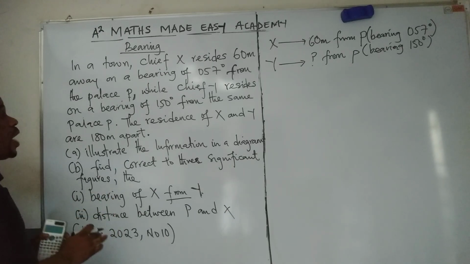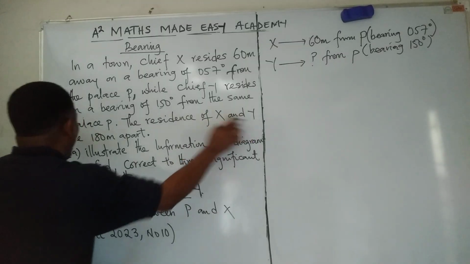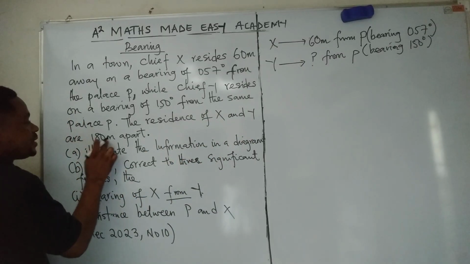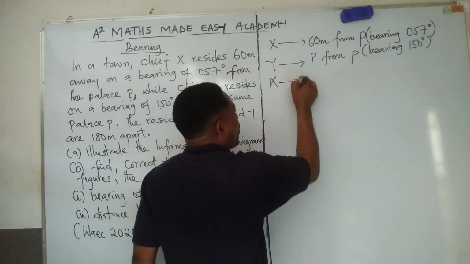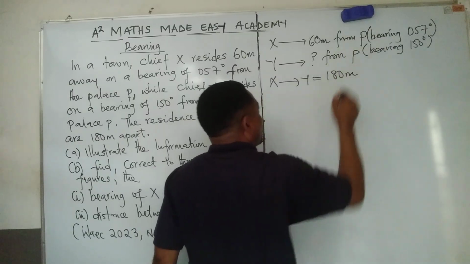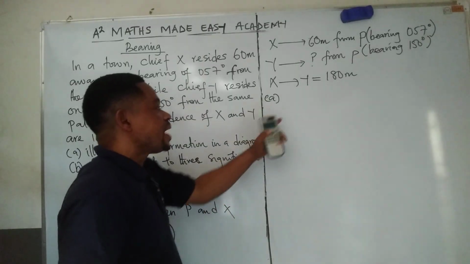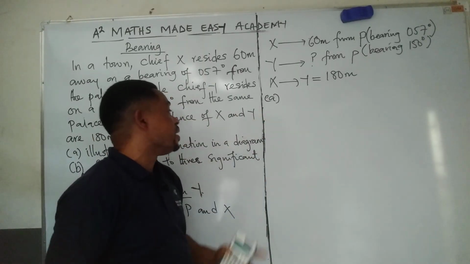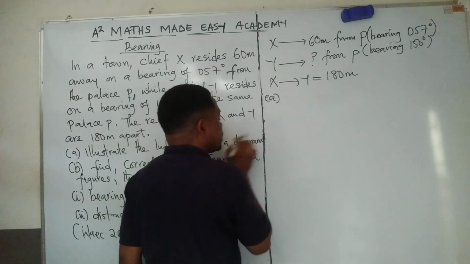Now look up, we stop here. Now the residences of X and Y are 180 meters apart. So the residences of X and Y are 180 meters apart. Now question number A says we should represent the information in a diagram. How do we start? With this data, I will introduce the information.